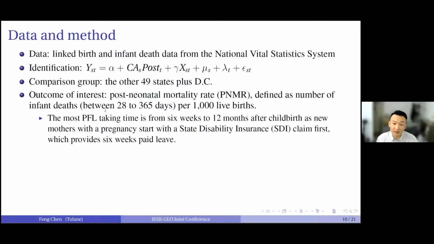This data set also has other outcomes, like the neonatal mortality rate, which is defined as infant death within 28 days, and fetal mortality, which is death during pregnancy. Those two outcomes are less likely to be influenced by this policy, and I will use them as placebo outcomes.